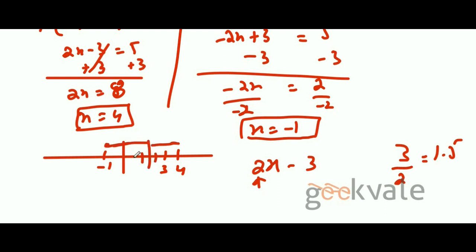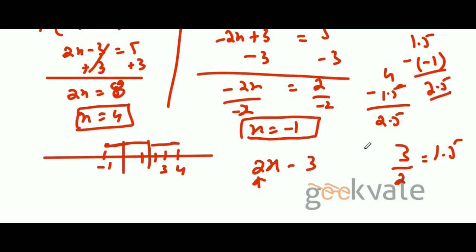Now they are equidistant, right? From 1.5, if you add 2.5, you will get 4. 4 take away 1.5 is what? 2.5. That's what you get. Okay? And 1.5 take away minus 1 will be again 2.5. These two points are equidistant from this central point, which is 1.5.